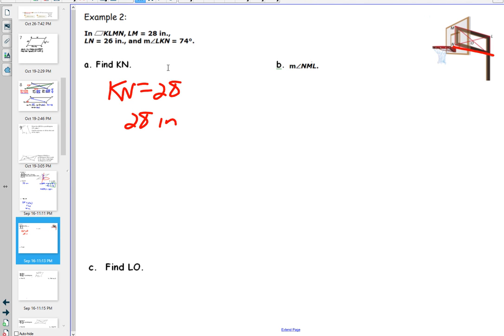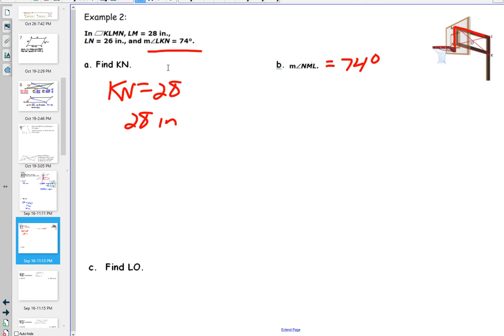Find the measure of angle NML. That's an angle of the entire parallelogram, meaning the diagonal has no effect on it. It does not include the diagonal. That's going to be the same as the one that's opposite of it, which is LKN. And perfect, they do give me LKN. Sweet, so no work required there. The measure of angle NML is also 74 degrees. Am I going too fast?